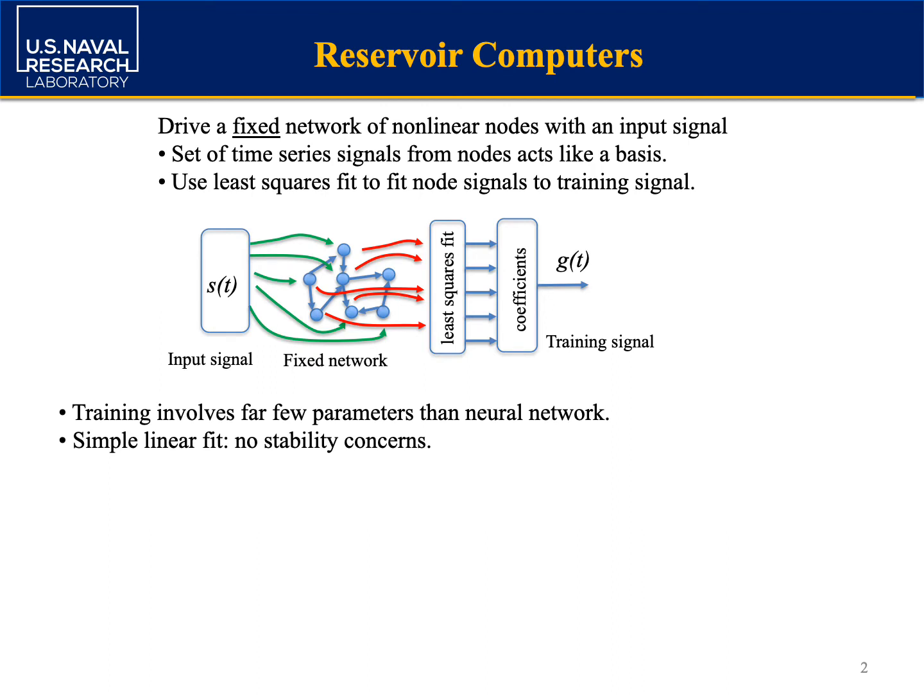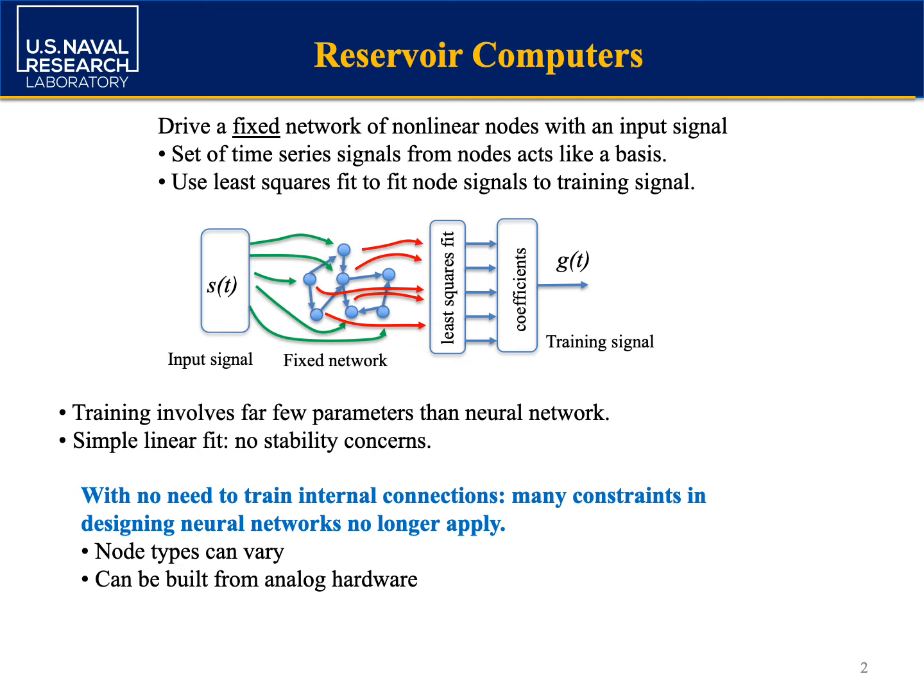So in a reservoir computer, we drive a fixed network of nonlinear nodes with an input signal. So I show that here. We then take a set of time series signals from these nodes. These act like a basis. We use a least squares fit to fit the node signals to some training signal, g of t right here. Well, the training involves far fewer parameters than training a neural network because it's just a least squares fit. And because it's a simple linear fit, there are no stability concerns.